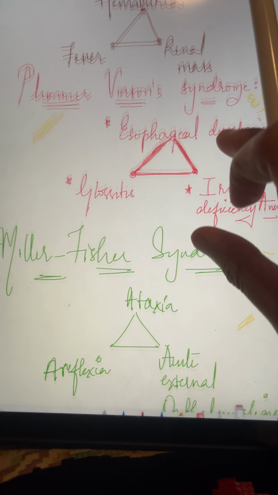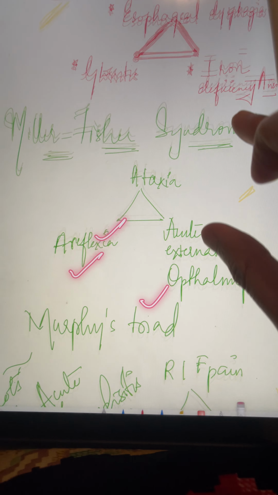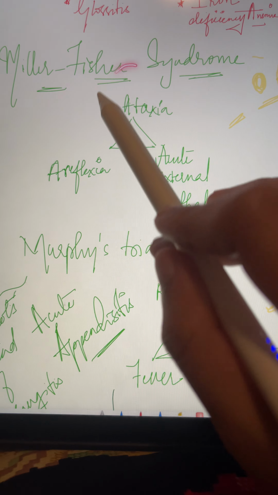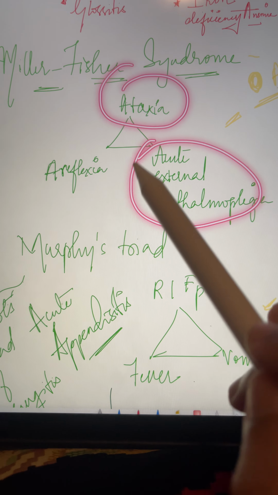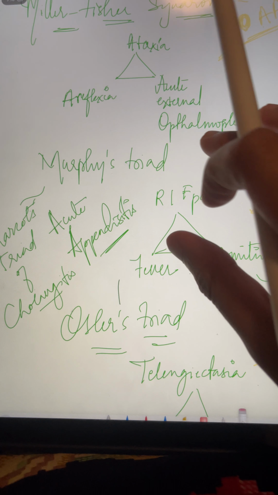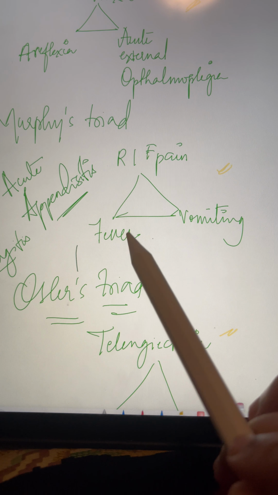Then we have the Miller-Fisher syndrome, which includes ataxia, areflexia, and acute external ophthalmoplegia. Kind of similar to Wernicke's encephalopathy, but here we don't have confusion. Instead of confusion, we have areflexia. Then we have Murphy's triad, which is seen in acute appendicitis. We have right iliac fossa pain, fever, and vomiting.